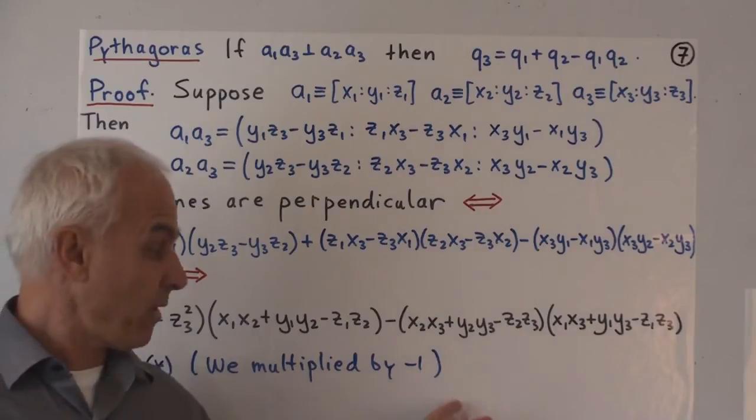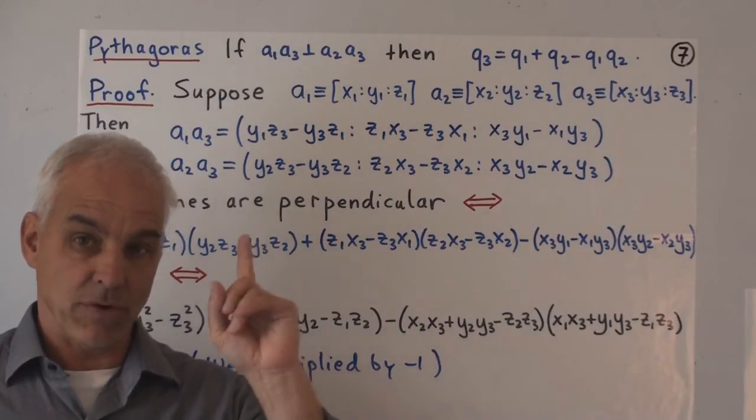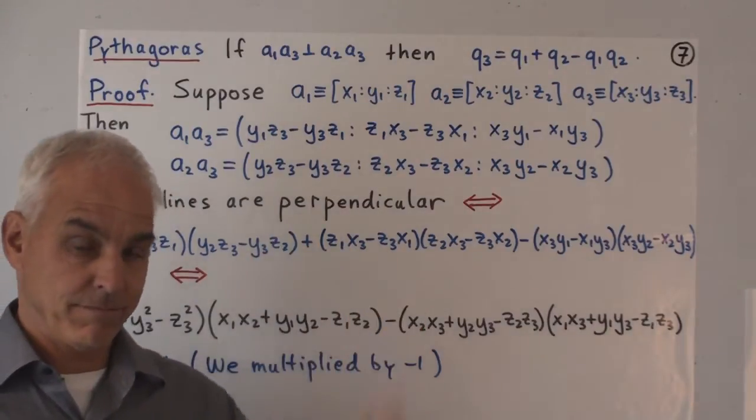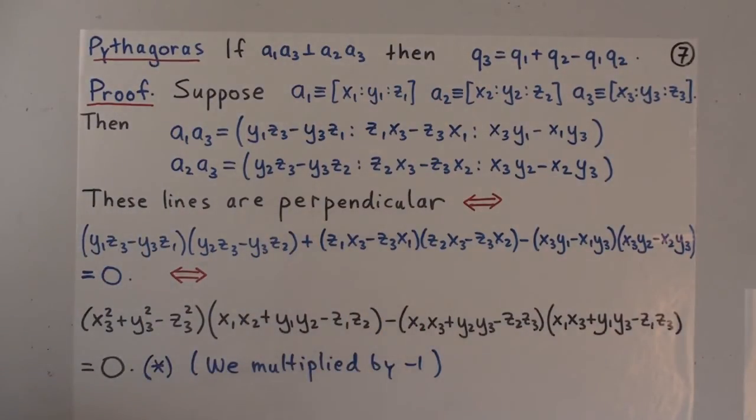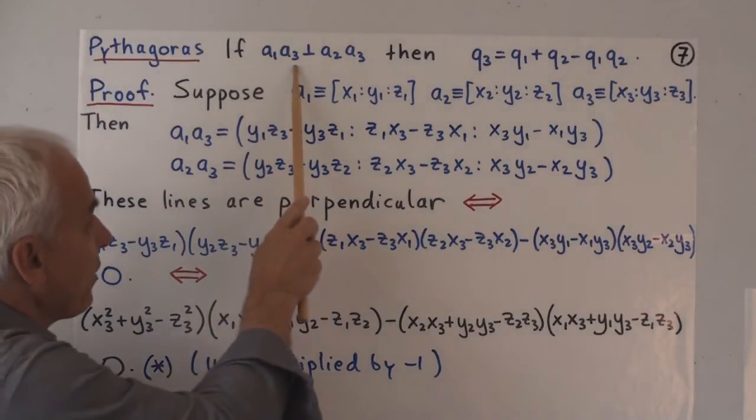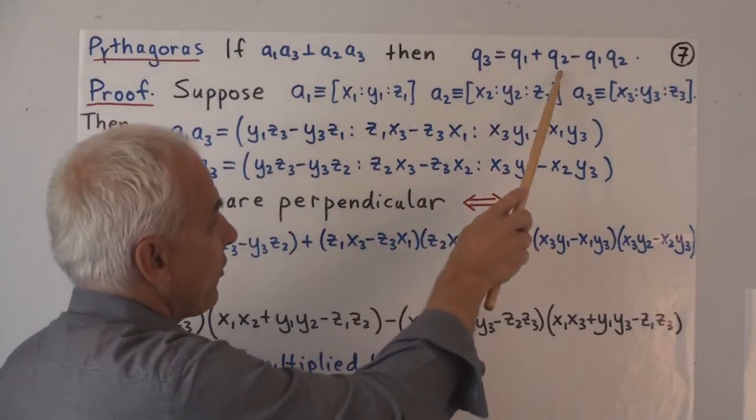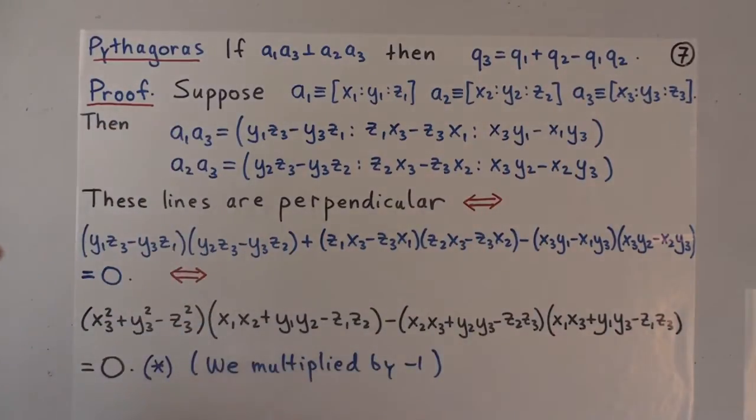Okay, one of the most important theorems in mathematics. In the top 10, for sure. Okay, this theorem. Pythagoras' theorem, with the notation that we already have, this is what we want to prove. If the line A1 A3 is perpendicular to the line A2 A3, then Q3 equals Q1 plus Q2 minus Q1 times Q2.